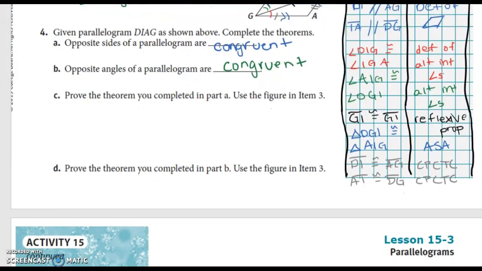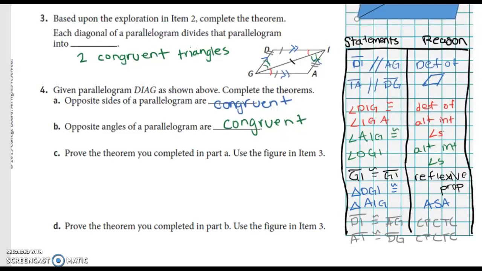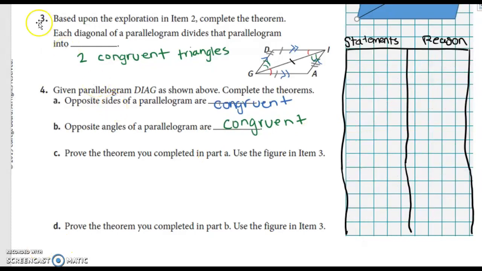Alright, D, prove the theorem you completed in part B. Use the figure in item 3. So I'm going to go ahead and erase this real quick because I don't have quite enough room to draw another proof. So for part D, we're trying to prove that opposite angles of a parallelogram are congruent. And part C actually proves that angle D is congruent to angle A because of corresponding parts of congruent triangles are congruent. Now we just need to prove that angle G is congruent to angle I.